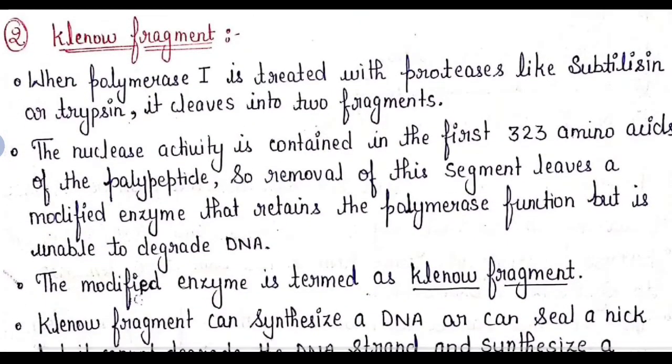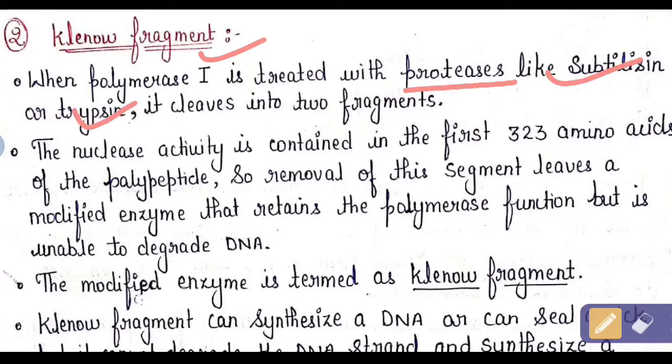Next in the category we have the Klenow fragment. It is a kind of modified DNA polymerase 1. Why are we saying it is a modified DNA polymerase 1? Because whenever DNA polymerase 1 is treated with proteases like subtilisin or trypsin, it cleaves the DNA polymerase into fragments.